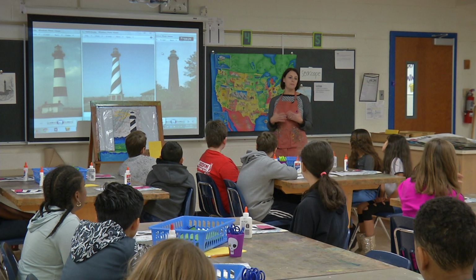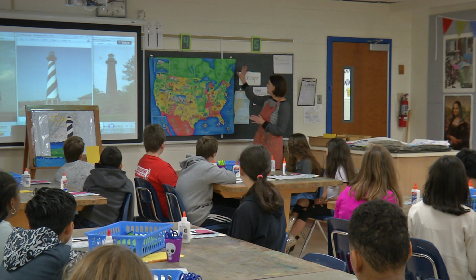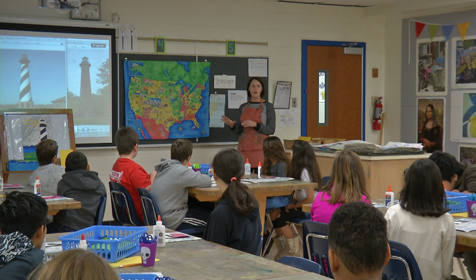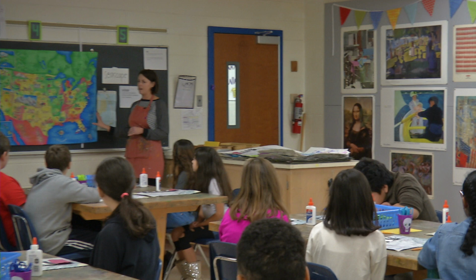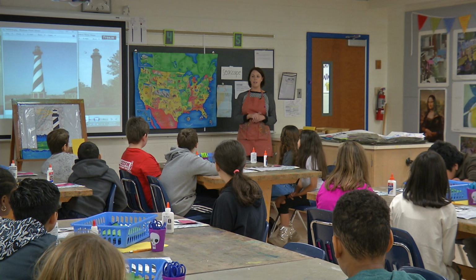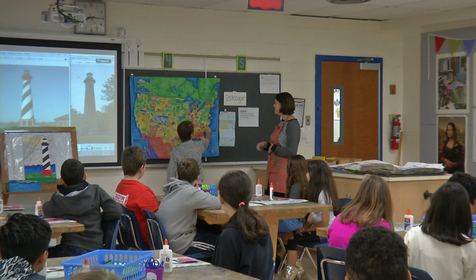So let's talk a little bit about where these lighthouses come from. So anybody can raise your hand and tell me what part of the United States is this right here? My hand's going over top of it. What part of the United States is that, Jackson? The East Coast. And what ocean do we have right here? John? Atlantic Ocean. Does somebody want to come up and point out North Carolina to me? Matei? It's right here. Right there. And what state is it under? It's under Virginia.